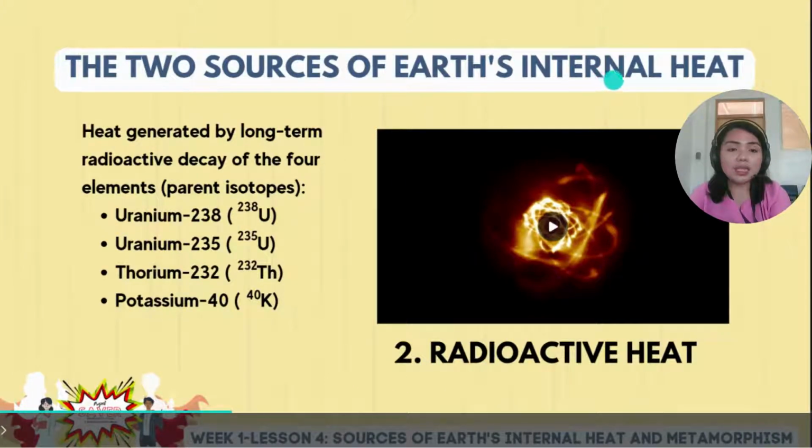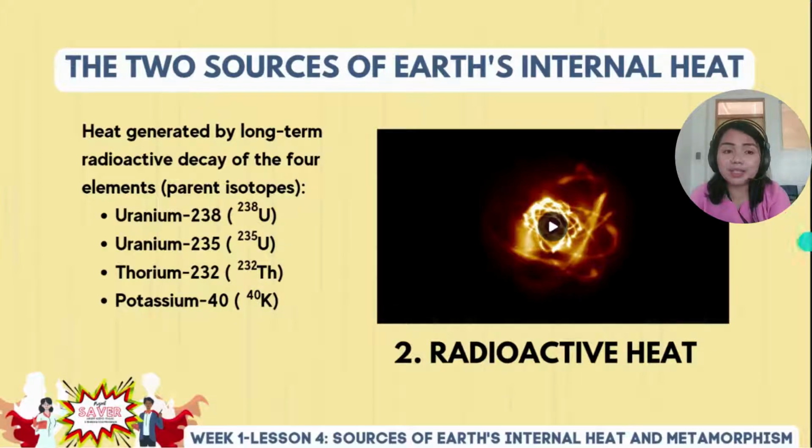Four radioactive isotopes inside Earth account for about 50% of Earth's internal heat. And these are uranium-238, uranium-235, thorium-232, and potassium-40.